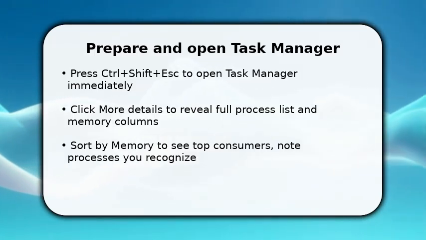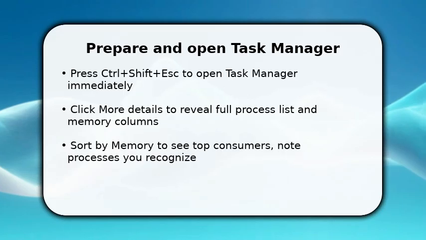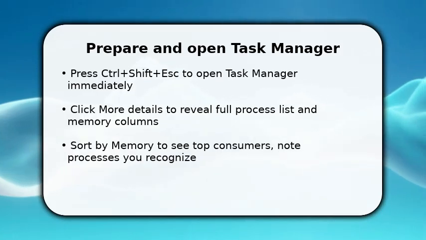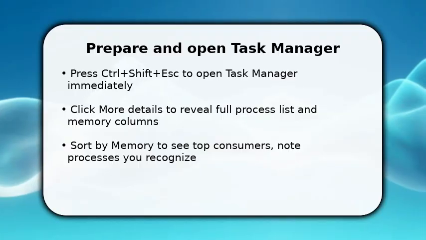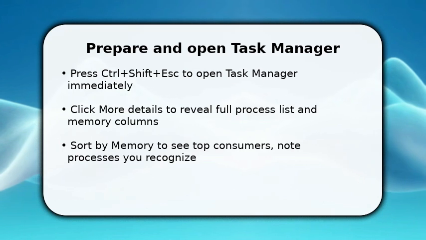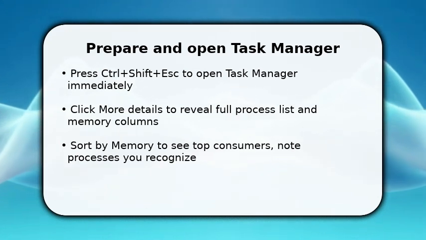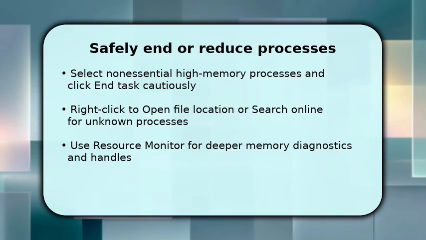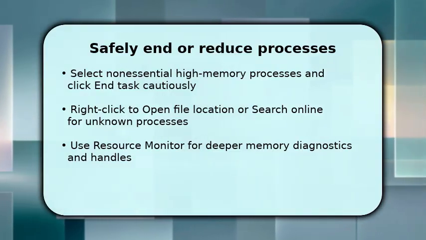As you scan, identify any user apps or background processes you recognize versus system-critical services. You'll need that distinction for safe termination, so take a quick mental note before proceeding to stop or manage those entries. You now focus on reducing memory by ending safe processes.